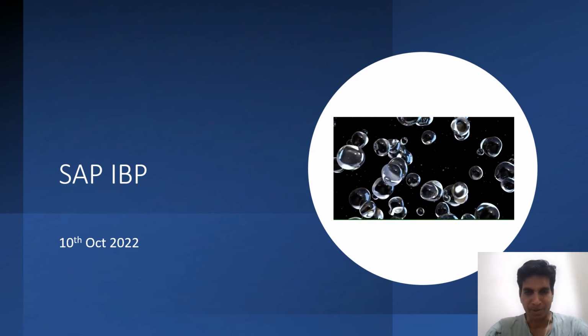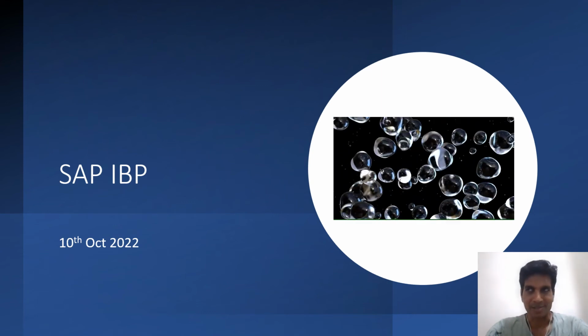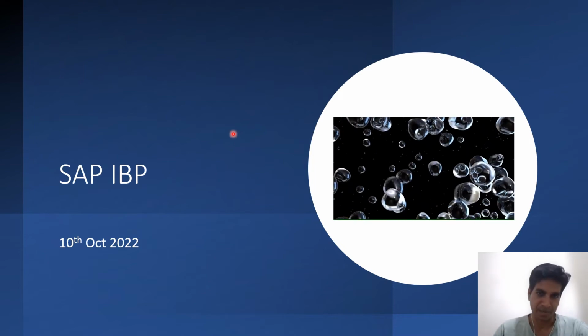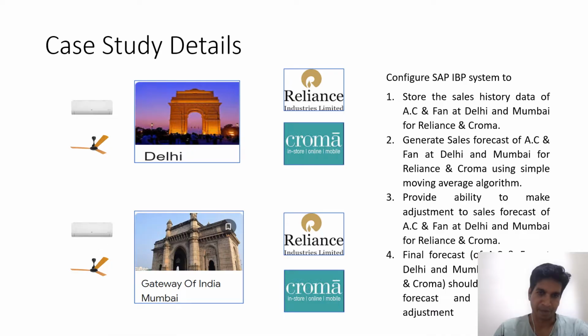Hi everyone, today we are going to talk about the case study which is about implementing SAP IBP for a manufacturing company. So in this case study, we are going to talk about a manufacturing company which sells AC and fan from two of its locations in India. One of those locations is Delhi and the other one is Mumbai.